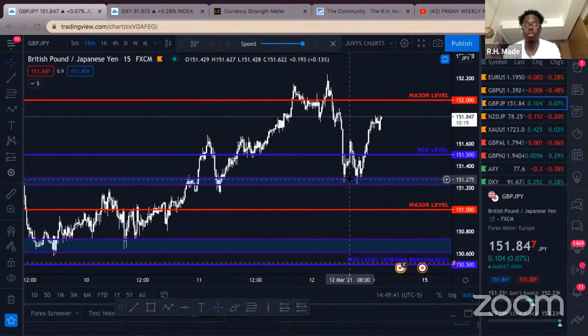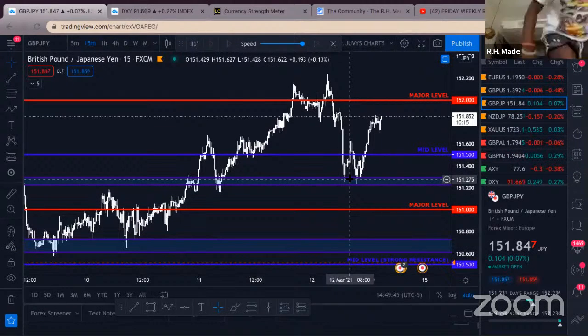That's why it's very important to just leave your entries. So once you leave your trades, one second. I don't know why it was locked.